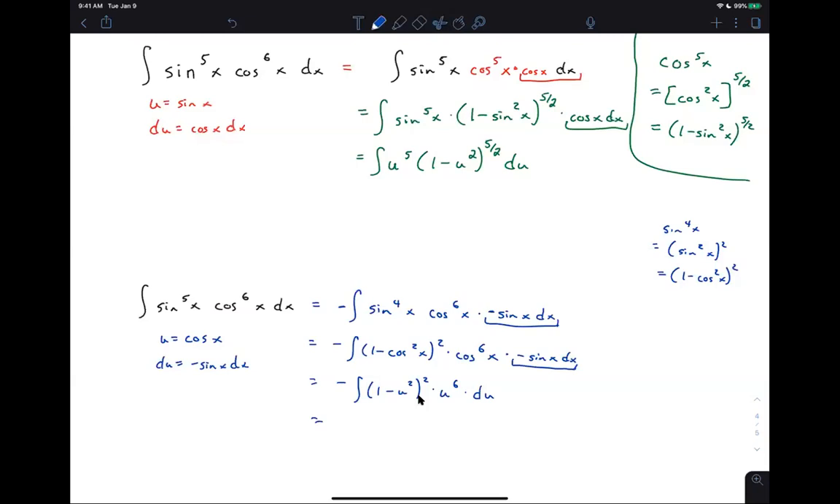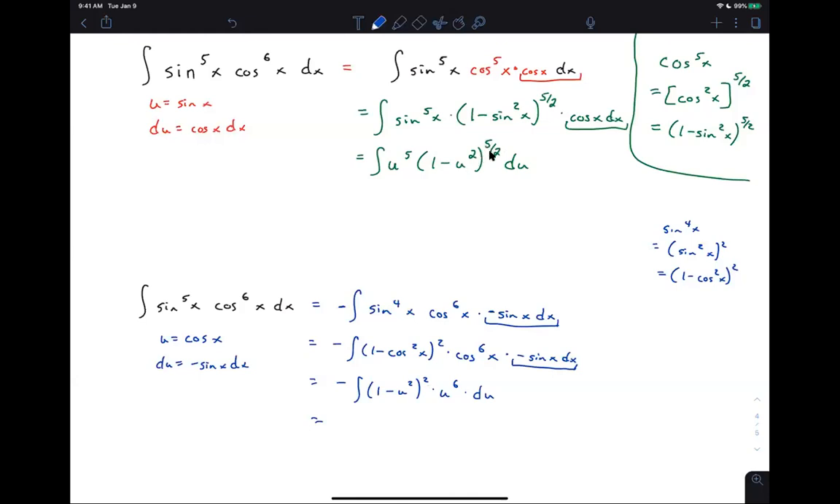Because you can factor out the 1 minus u squared. Yeah, you can multiply out or FOIL out. You can distribute this squared. So you can multiply 1 minus u squared times 1 minus u squared. And it's kind of tedious, but it's pretty easy algebra. Up here, you cannot expand this in any way because this is a fractional power.